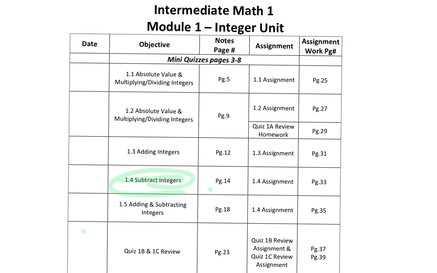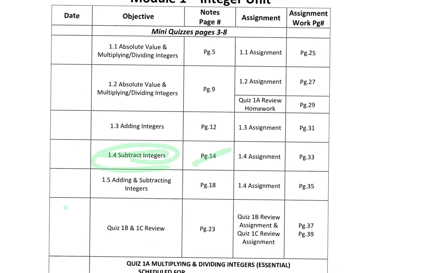Okay. This should not be on page 14. This should start on page 21. Okay. So you should be looking on page 21 in your note packet. Okay. Because they made some changes. So this is on page 21 in your note packet.